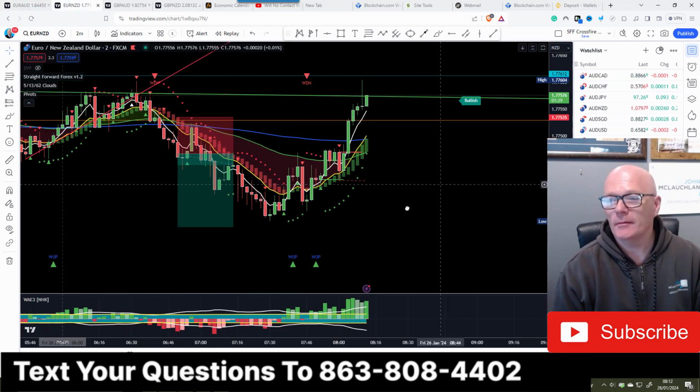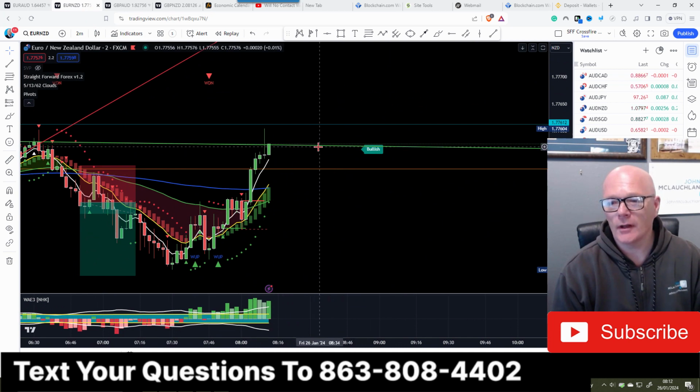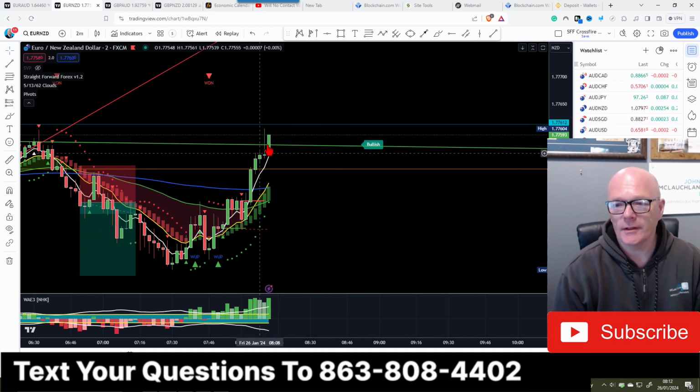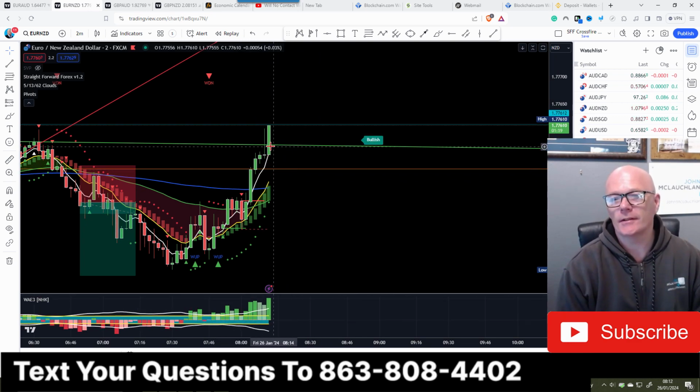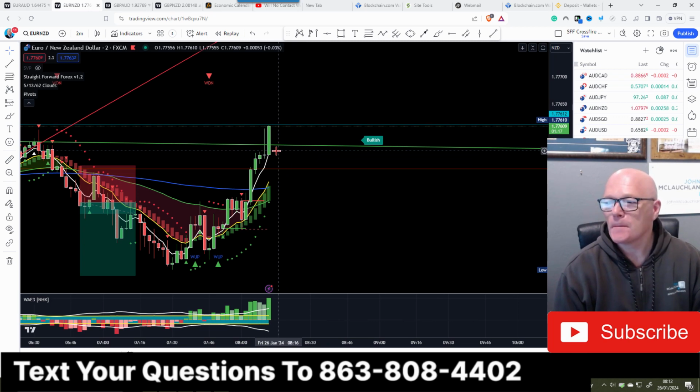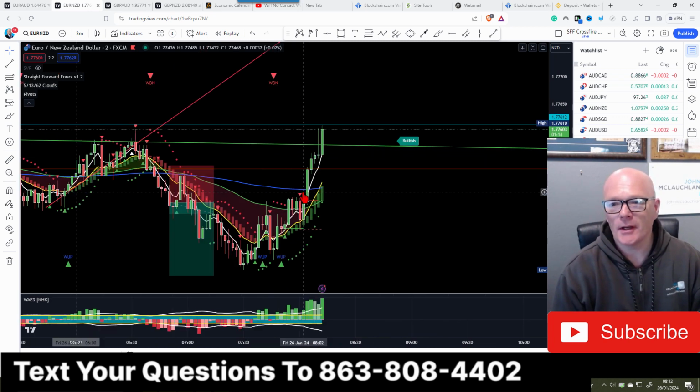So Euro NZD, similar scenario there. It's currently on the green trend line. It's gone through the pivot, which is encouraging, because the pivot is quite a heavy area of resistance. And as you can see, the price is now shooting up past this green trend line.